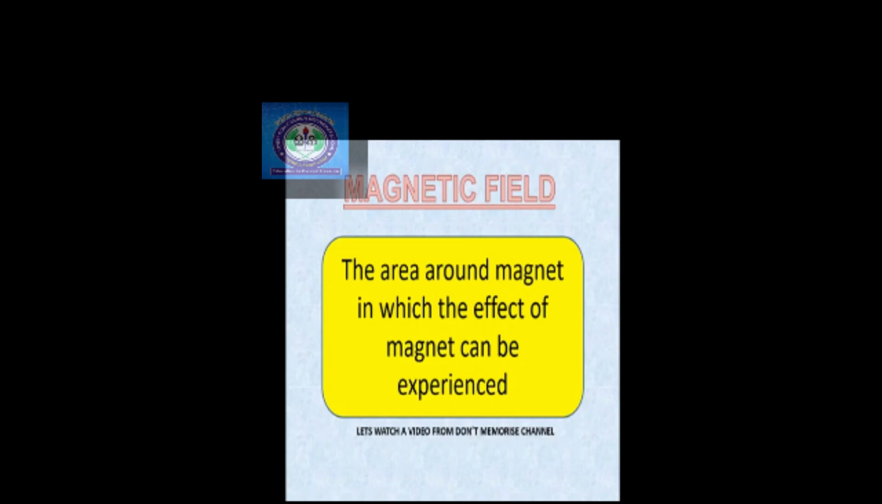For example, when you play hide and seek, you tell your friends that this is the boundary. If you go out of this boundary, then you will be out of the game. The same thing happens with the magnetic field. The magnetic field is basically the boundary, the area. If something is outside that boundary, then the magnet will not be able to attract any material. That is known as the magnetic field. To understand this more, let us see one video.